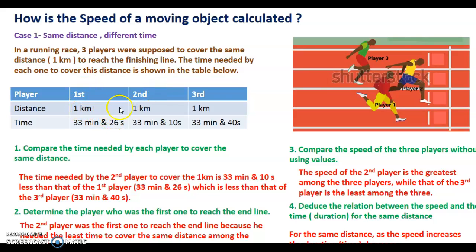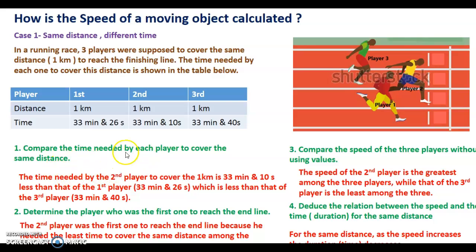To cover this 1 kilometer, the first player needed 33 minutes and 26 seconds. The second one needed 33 minutes and 10 seconds. The third one needed 33 minutes and 40 seconds. Compare the time needed by each player to cover the same distance.